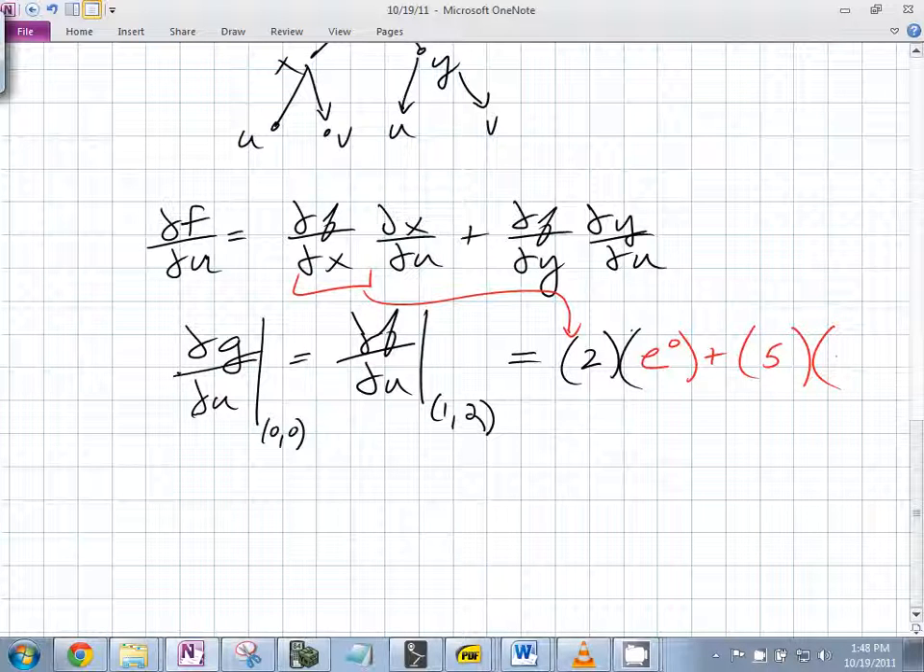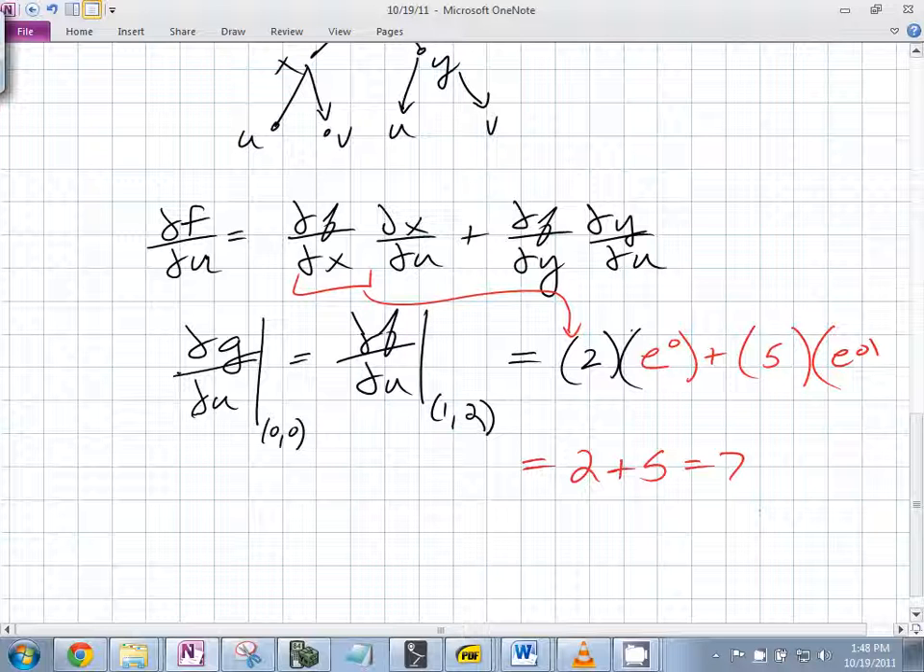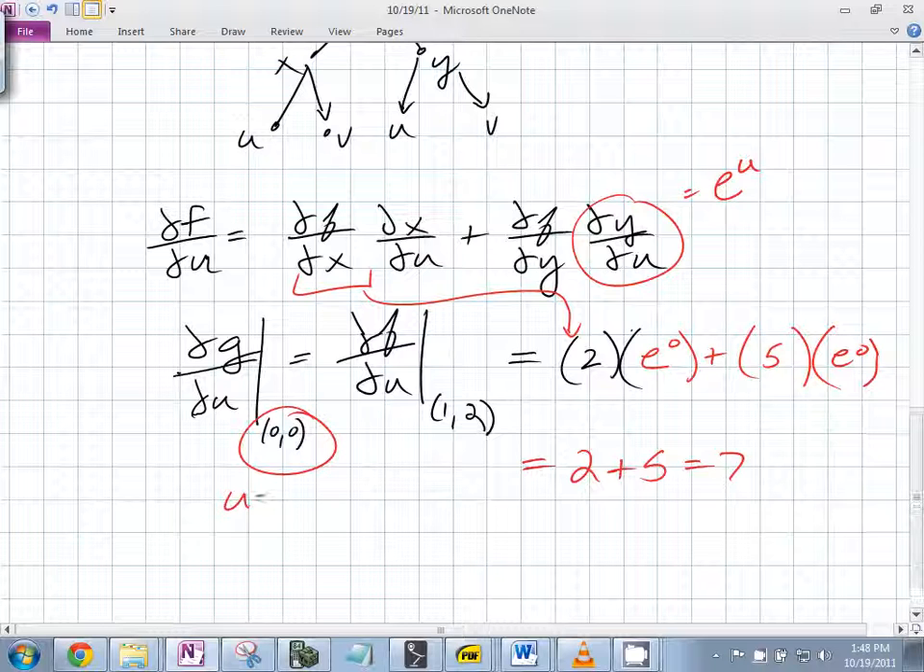We skipped a little step there. In this case, the partial of y with respect to u is going to be equal to e to the u. But what are we saying right here? We're saying that u is equal to 0 and v is equal to 0. And that's the same thing as when x is equal to 1 and y is equal to 2.